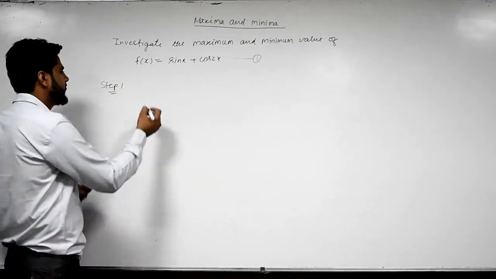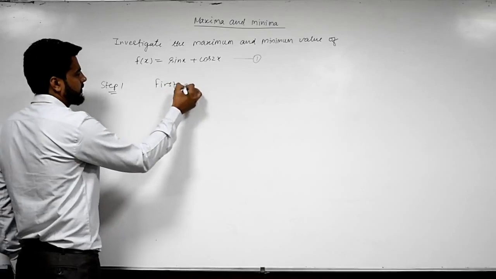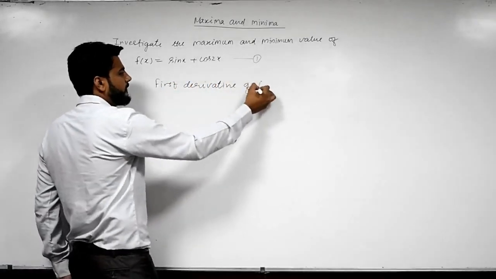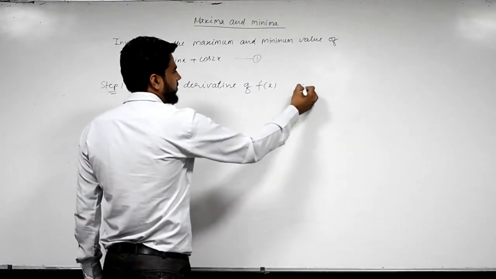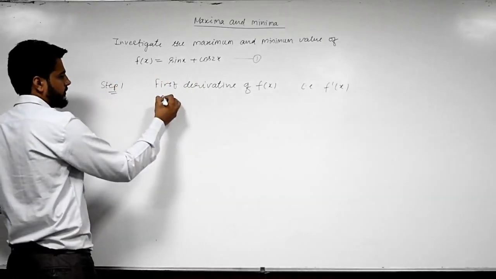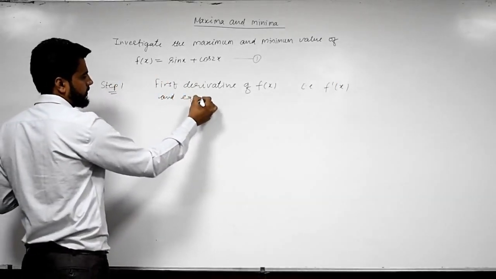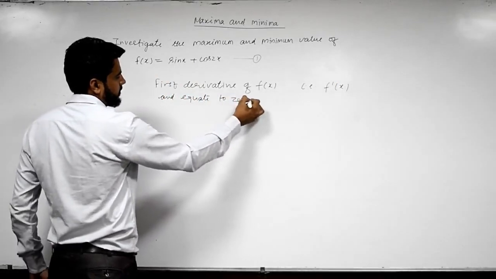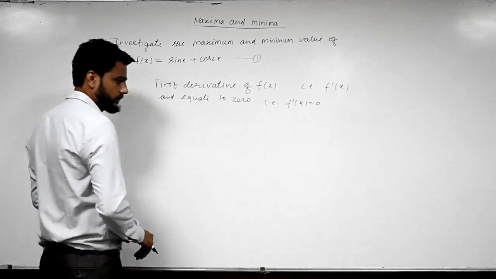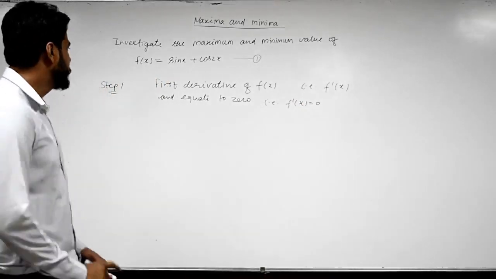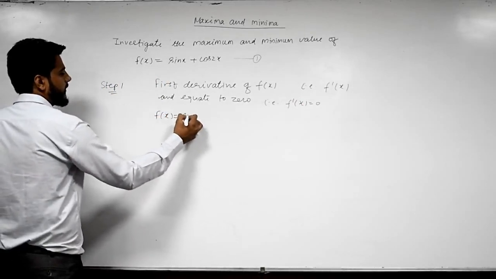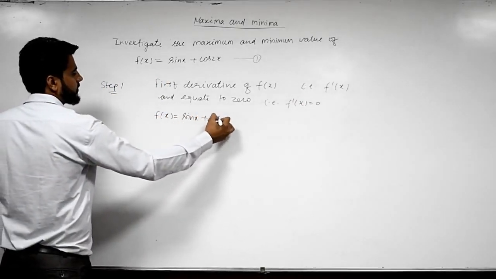we will find the first derivative of f(x), that means f'(x), and set it equal to 0. That means f'(x) = 0. So we have f(x) = sin x + cos 2x.